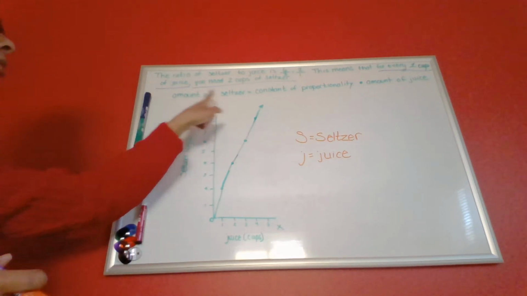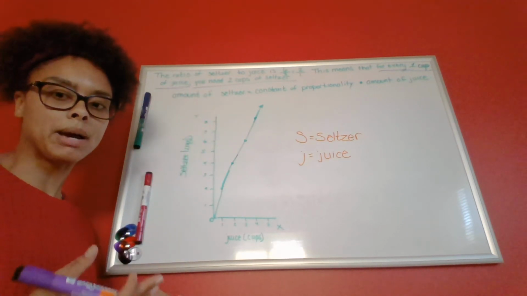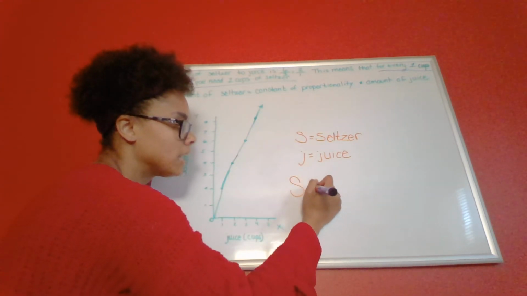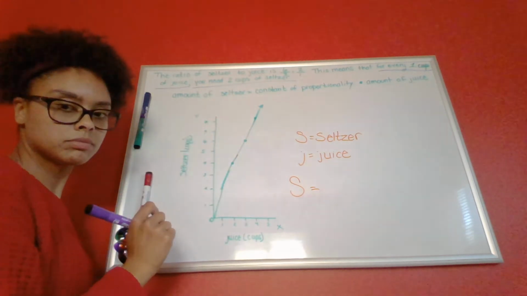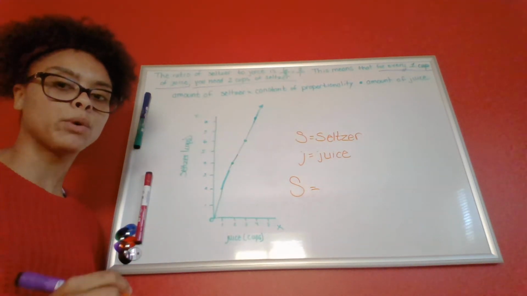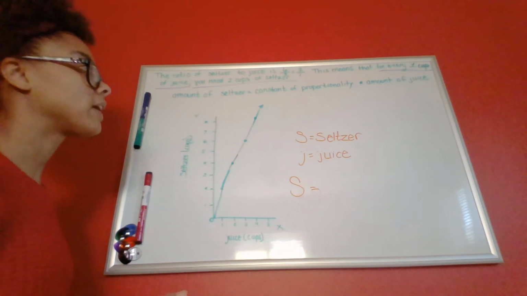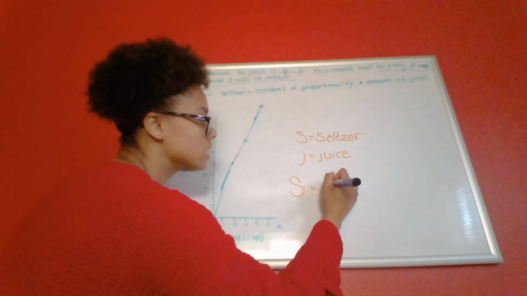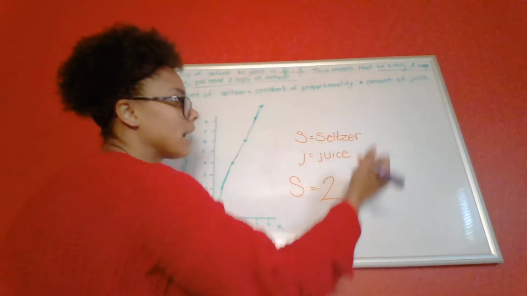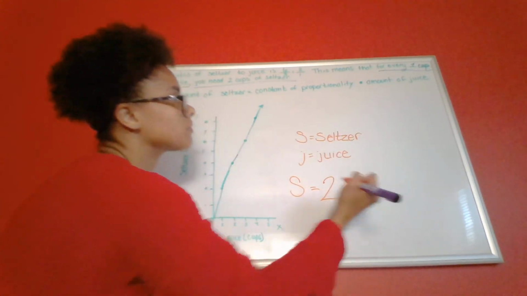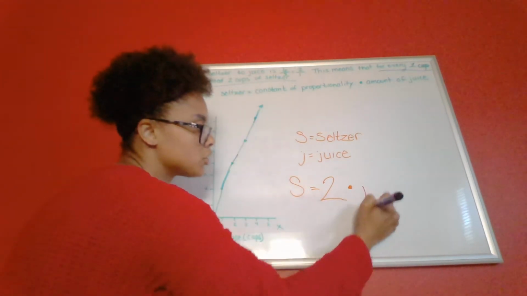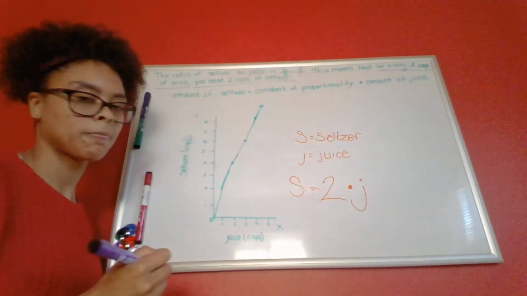So it says the amount of seltzer. Well, what am I using for seltzer? I'm using S. So I need to have S here. Is equal to my constant of proportionality. That is going to come from number 4. We just found that. So we found that our constant of proportionality was 2. So I'm going to fill that in times the amount of juice. Well, what am I using for juice? J. So you're going to write J here.